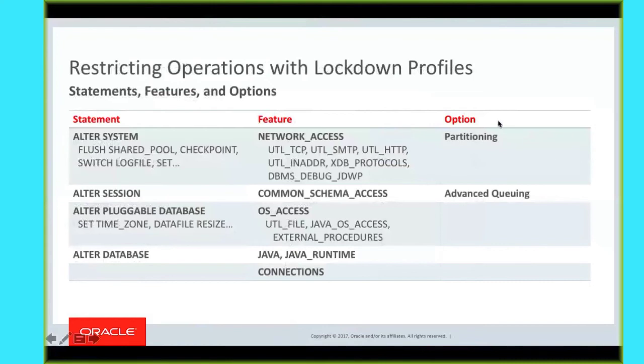And the last but not least are the options that today we basically enable you to disable: partitioning and advanced queuing database options. So you can disable these options, and for instance, when you disable the partitioning option and try to create a partitioned table in your PDB, you will get an error saying that the option is not enabled. And we are planning to basically expand on this area as well. We are planning to include more options that can be disabled by lockdown profiles for upcoming releases.